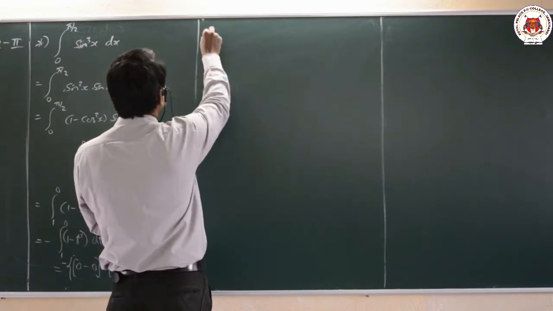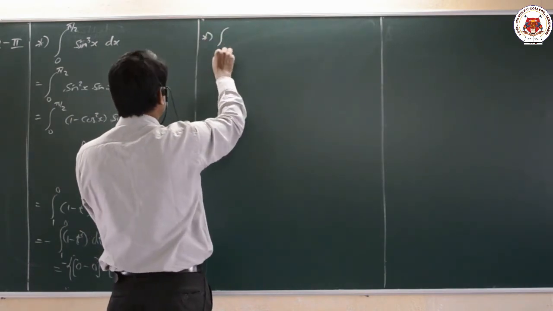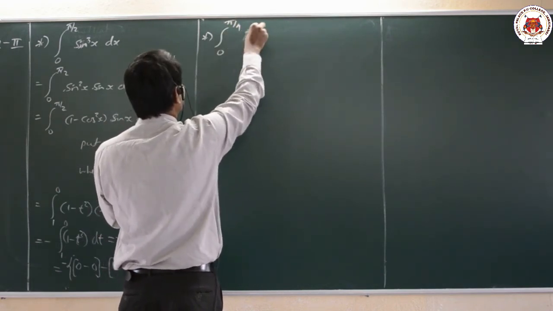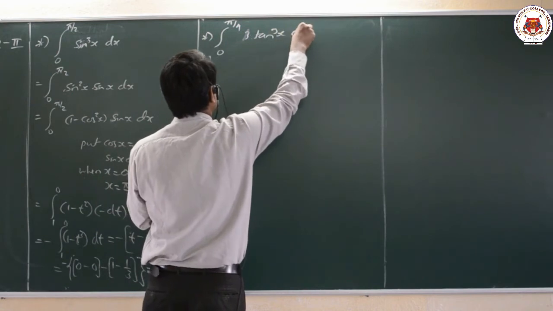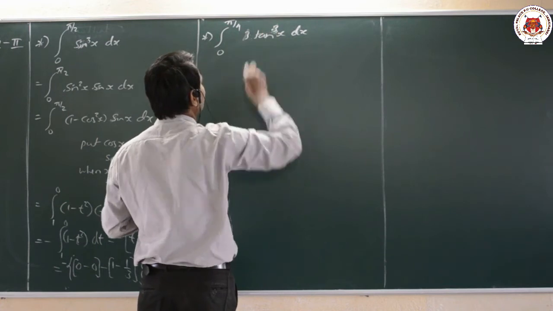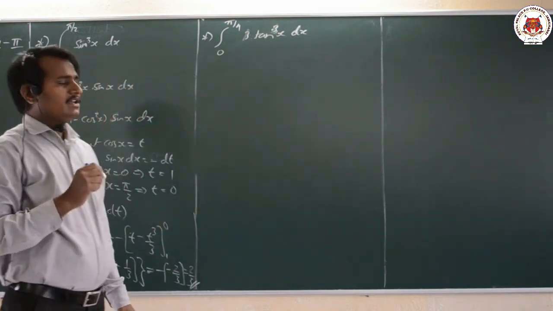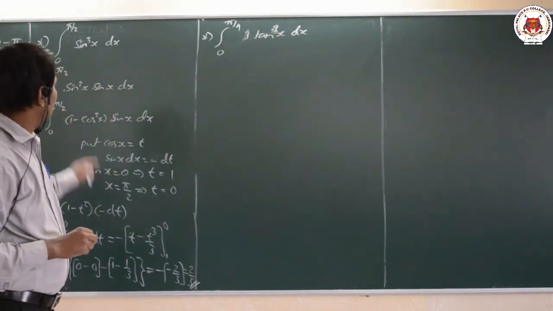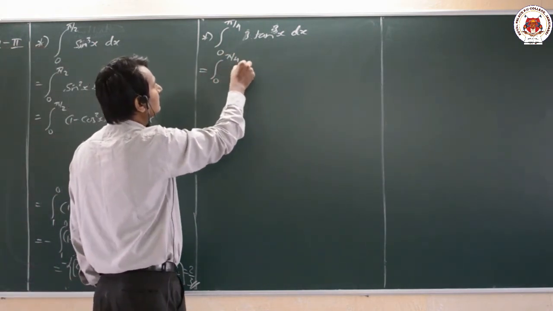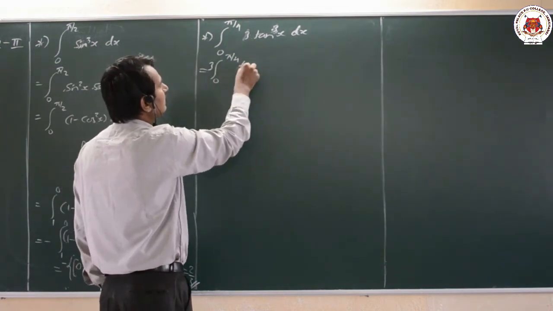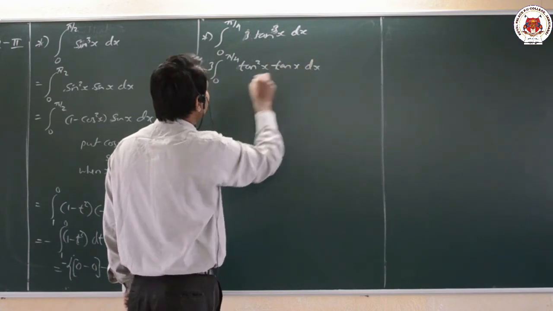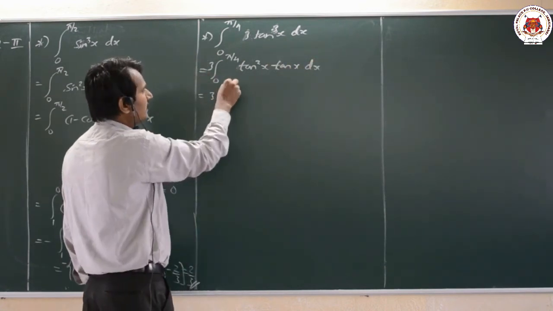The next problem is, show that the integral from 0 to pi by 4 of 3 tan cube x dx. Now here, how to solve this problem? It is similar to this particular problem. What I can write is the integral from 0 to pi by 4, 3 I will take outside, tan square x into tan x into dx, which is equal to 3 into integral 0 to pi by 4.